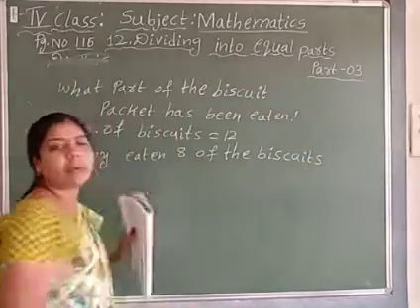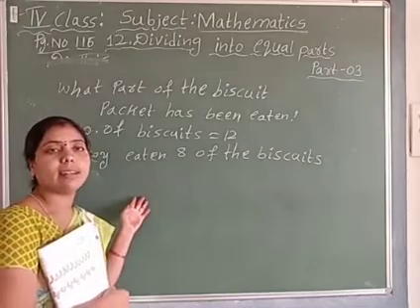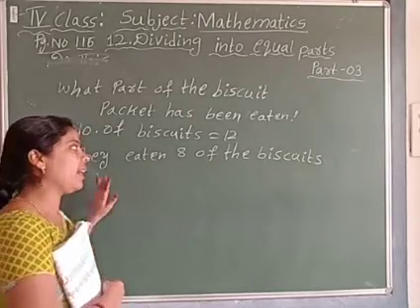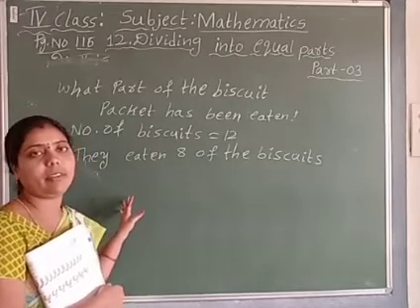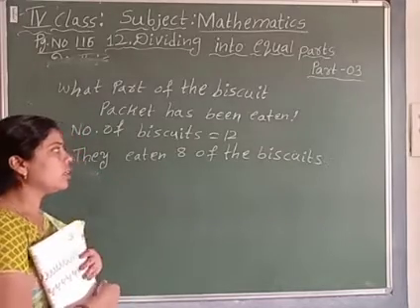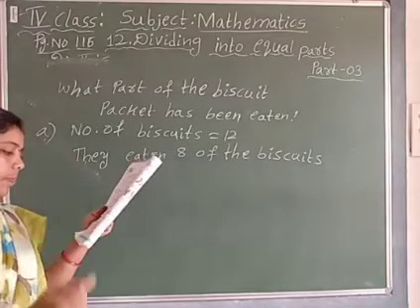So in the previous problem too, we were finding the number. The part was given. But here, how much part we will take? That part is not given. We are finding it now. Okay. So 12.